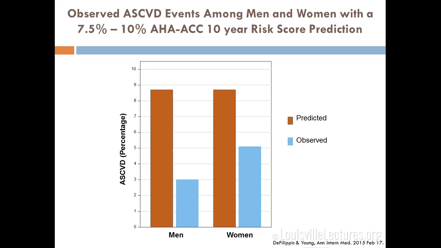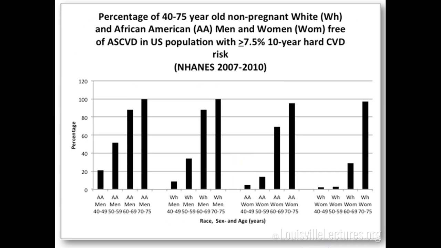When we look at that group, all the men in MESA that had a risk of 7.5 to 10%, the average kind of being in between, the actual event rate was way down here at 3%. Less than half. For women, not as much, but still significantly lower at 5.1%. So I think this is something important in the patients that we will be seeing in this kind of decision-making category.